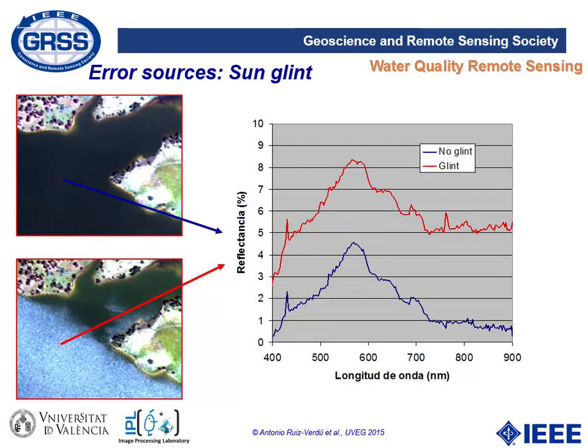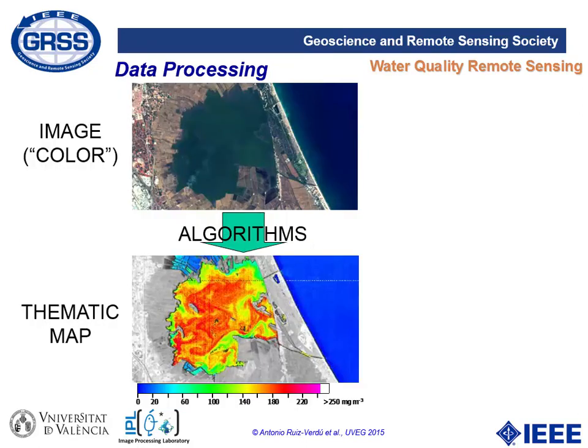While if you see the reflectance of the same pixel, affected in one image by glint and not affected in the other one, you will see a very important difference. So glint can really affect very importantly the retrieved signal, and therefore it's very important to measure in a geometrical setup that minimizes glint, and also to correct it in the algorithms for atmospheric correction.